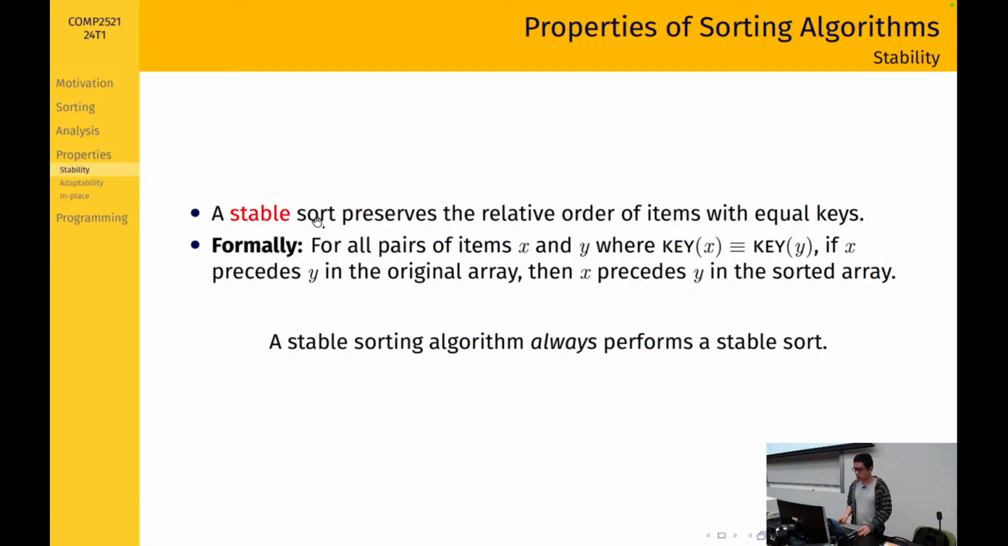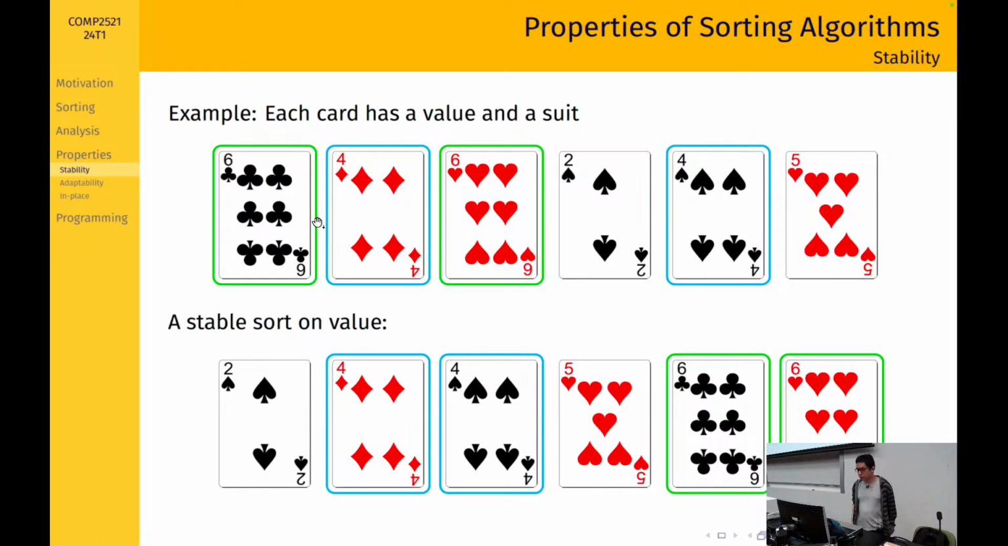Right, so here are some more examples. Here I have a bunch of cards where each card has a value and a suit. Now notice that we have a couple of different cards with the same value. We have 2 6s and 2 4s. Now if I do a stable sort on value, the 4s remain in the same order after sorting, and so do the 6s.